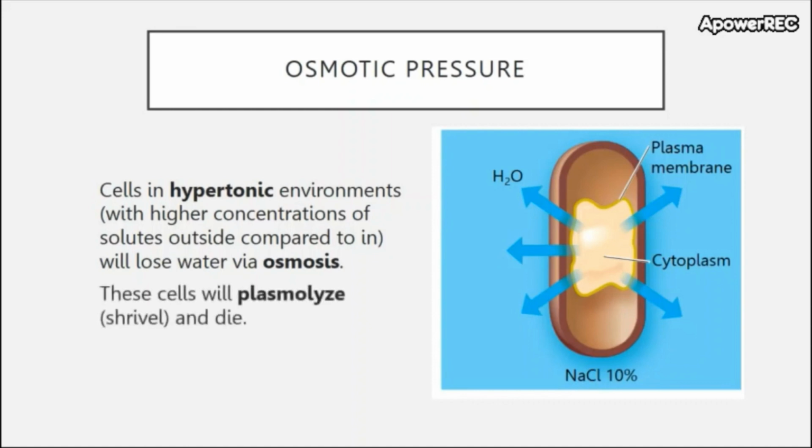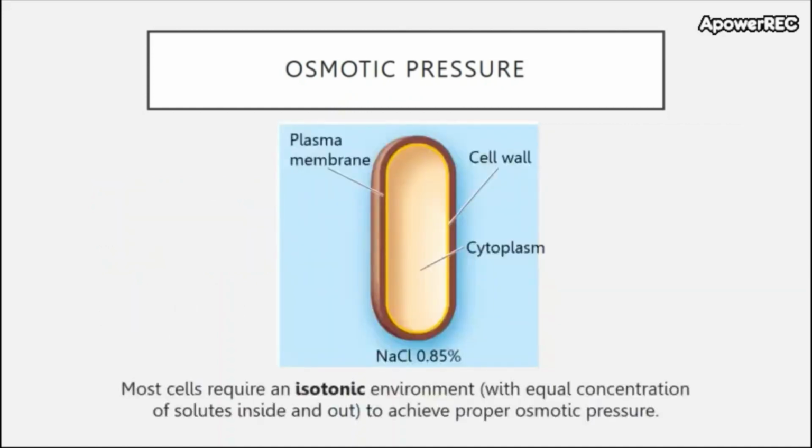So what can eventually happen is so much water can rush out that inner membrane, also known as the plasma membrane, can shrink and shrivel, and it can go through a process called plasmolysis, which is lysis or destruction of the plasma membrane. Of course, naturally, this can greatly affect environmental growth, or microbial growth. So most cells require an isotonic environment to survive, which is an equal concentration of solutes inside and out of the cell in order to achieve a proper osmotic pressure.